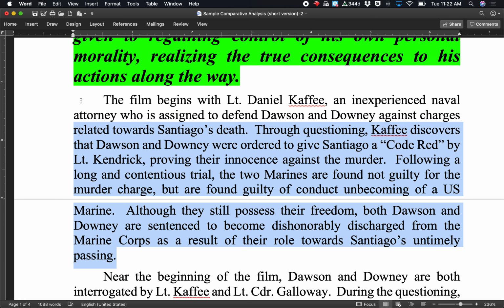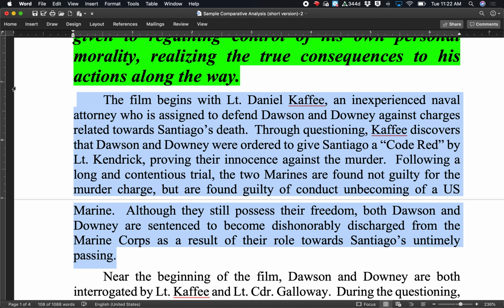This is the summary, and I want you to see how this student summarized the film. Notice what he mentions, but also notice what he leaves out. His thesis already told us that he's going to analyze Dawson's change. So in the summary, what does he discuss and what does he leave out? Start reading it for us. Go ahead. Yeah, go to Evan Example's page.